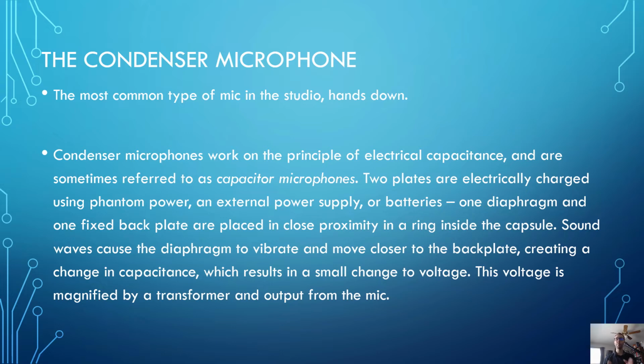You have 2 plates that are electrically charged using phantom power, an external power supply, which is more common with vacuum tube-based mics, or batteries. 1 diaphragm and 1 fitted backplate are placed in very close proximity inside a ring inside the capsule. Sound waves cause the diaphragm to vibrate and move closer to the backplate, which creates a change in capacitance, which results in a voltage change, which is magnified by a transformer and output from the mic.